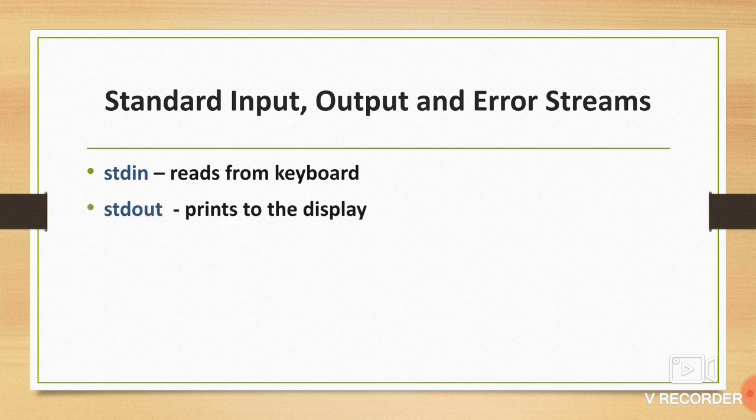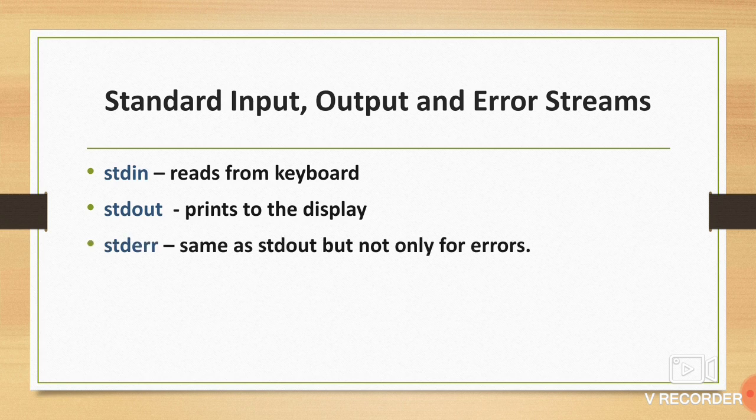Second is the standard output device, STDOUT. The standard output device prints to the display. What is the work of this? It prints to the display. Each and every time, output is displayed on the device called the monitor. We can see the output on the monitor. So the monitor is the standard output device which prints to the display.